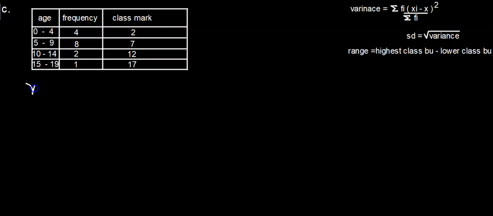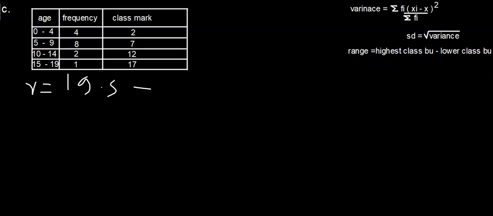To get the range, we use the class boundaries, meaning the highest class boundary. A boundary means you add 0.5 to the highest value and subtract 0.5 from the lowest value. The highest value is 19, so it would be 19.5. And then I subtract 0.5 from 0, which is the lowest value.